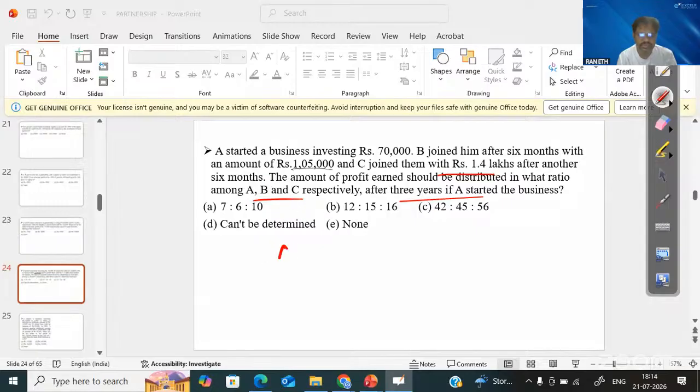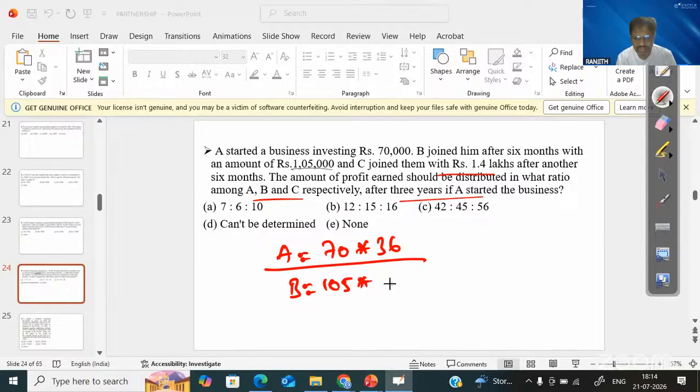So A investment will be equal to 70,000. In all the cases, 3 and 6 cancel. 70 into 36. B will be equal to 105. After 6 months he joined, in the sense 30, and C will be equal to 140 into, after another 6 months, 24.